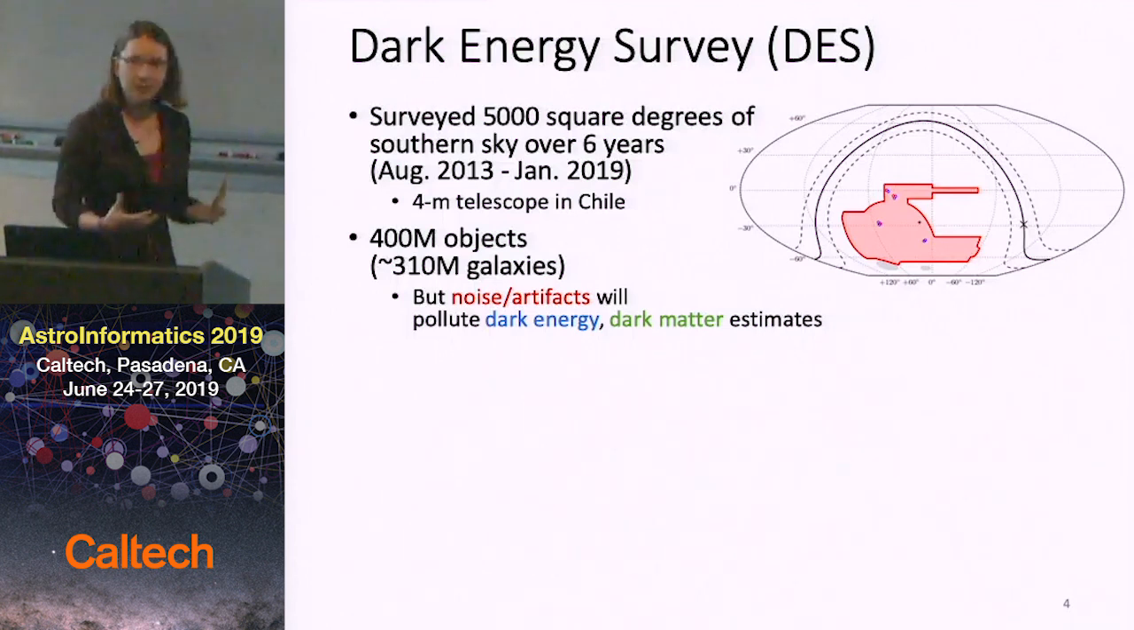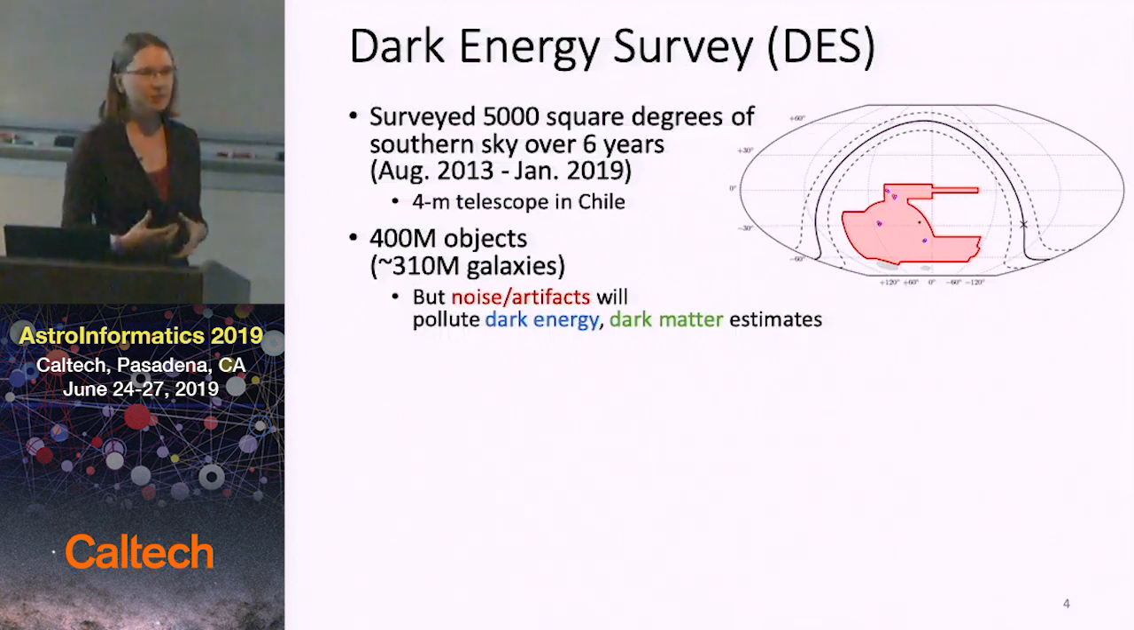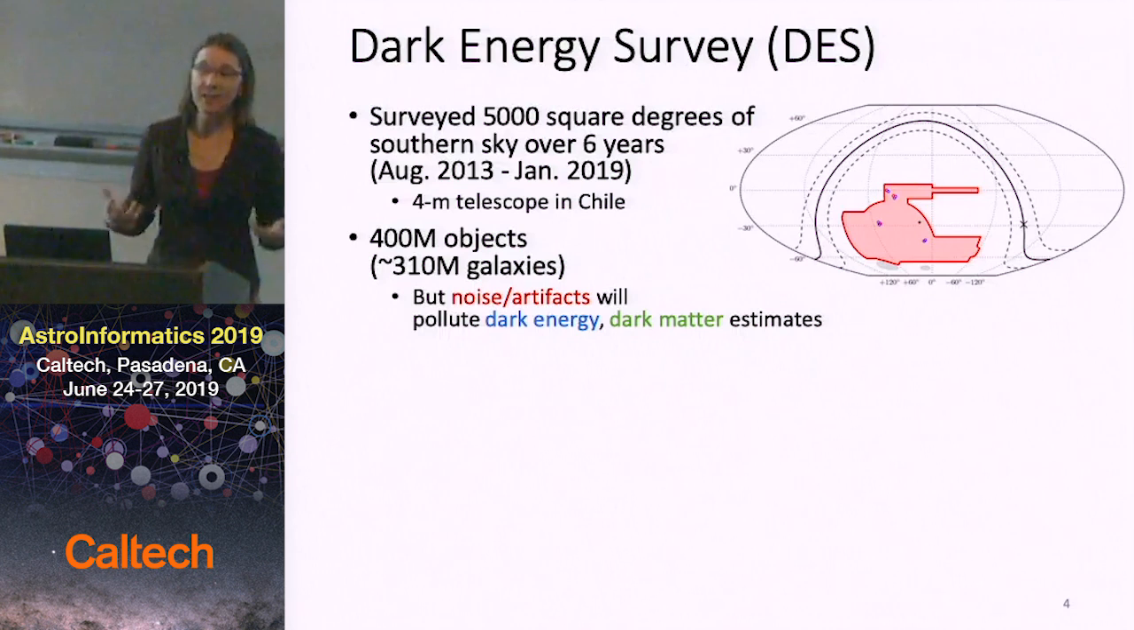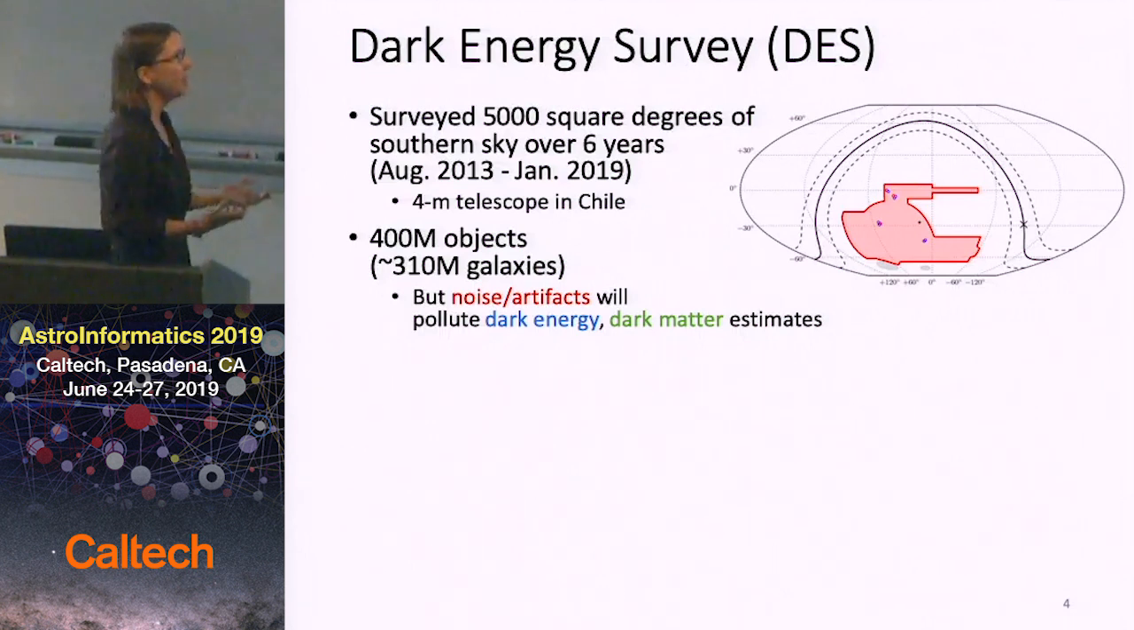And that's great. You have a very large sample, but if you have errors or systematic problems in that sample, then that's going to bias your estimate of what those dark energy and dark matter properties are.